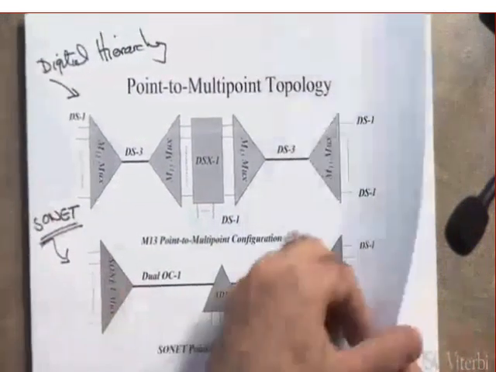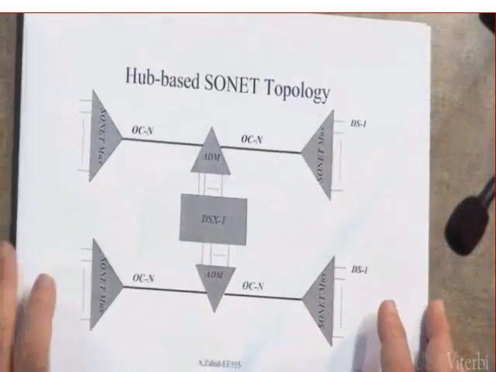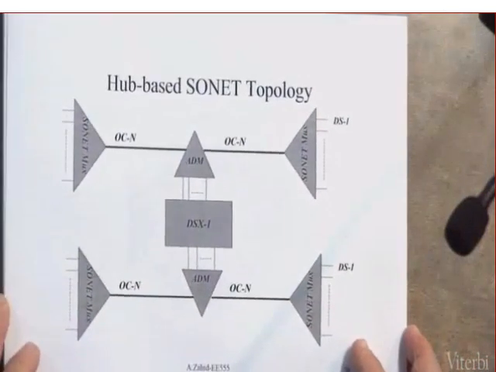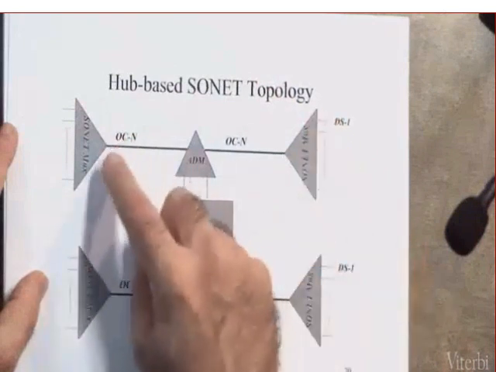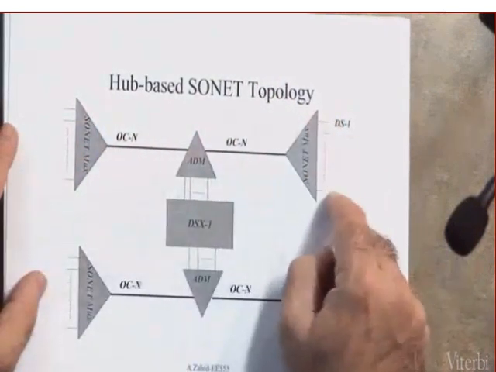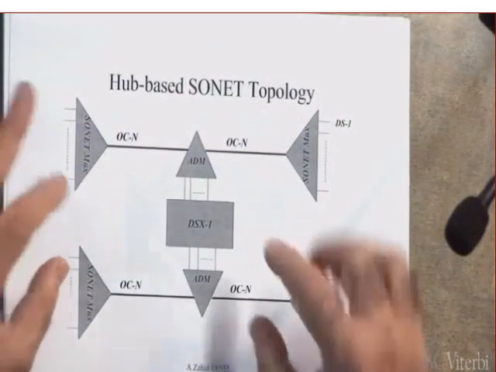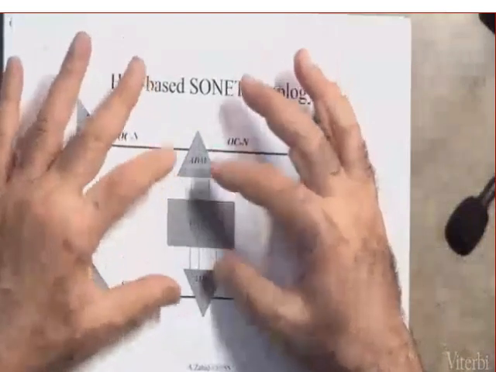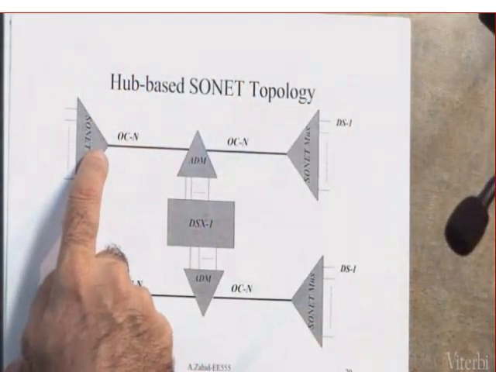Okay. The third topology is what is referred to as hub-based. We have several SONETs in here. SONET mux with several inputs. And then we do have a centralized hub. So, for example, in here, you could have what?